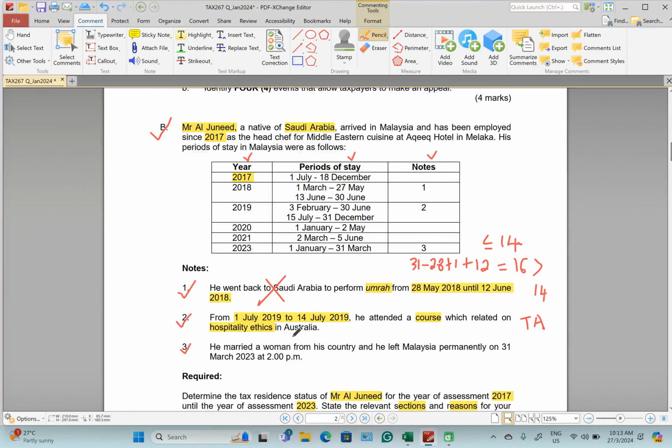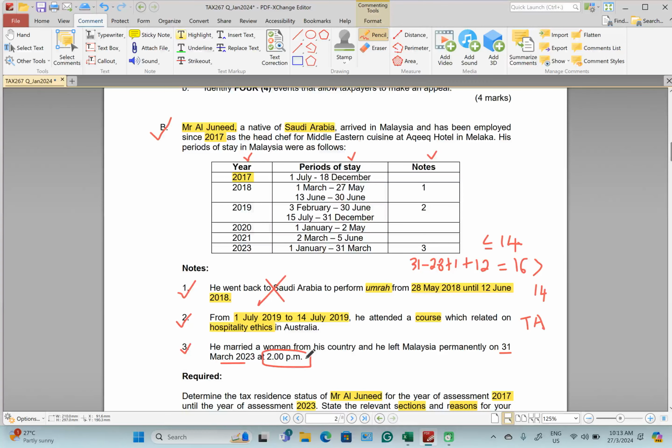Last but not least, number 3. He married a woman from his country, so his wife is from Saudi Arabia. And then he left Malaysia permanently on 31st March 2023 at 2 p.m. Do you still remember when I told you during the lecture that part of the day is considered as one day? The question is telling you that he left Malaysia on 31st March at 2 p.m. Meaning on 31st March, he's still in Malaysia. His flight is at 2 p.m. So what happened on 31st?